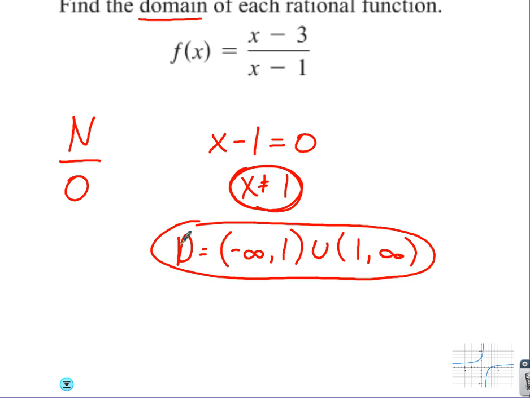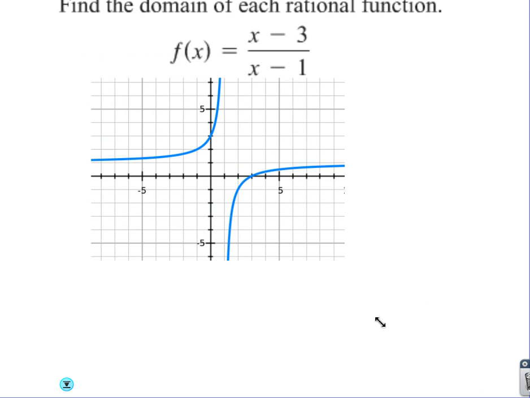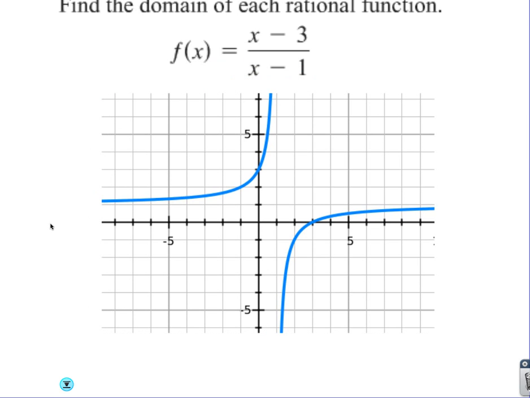Now, what we're going to do with the rest of this chapter is look at what's going on with a function like this at these excluded values. I'm going to show you a graph of what this looks like. I've got a graph down here. This is the graph of x minus 3 over x minus 1. It's not your normal polynomial graph that we've been covering. These are not continuous functions. You can't draw them without lifting your pencil.